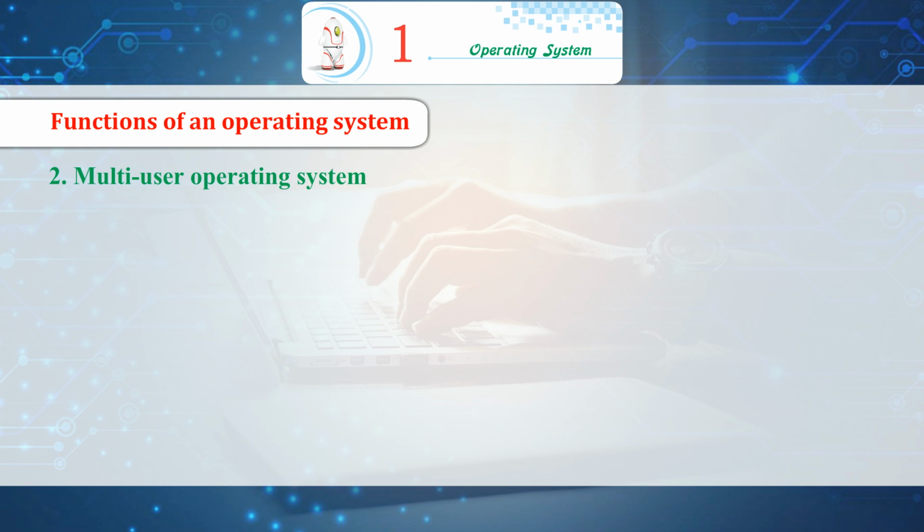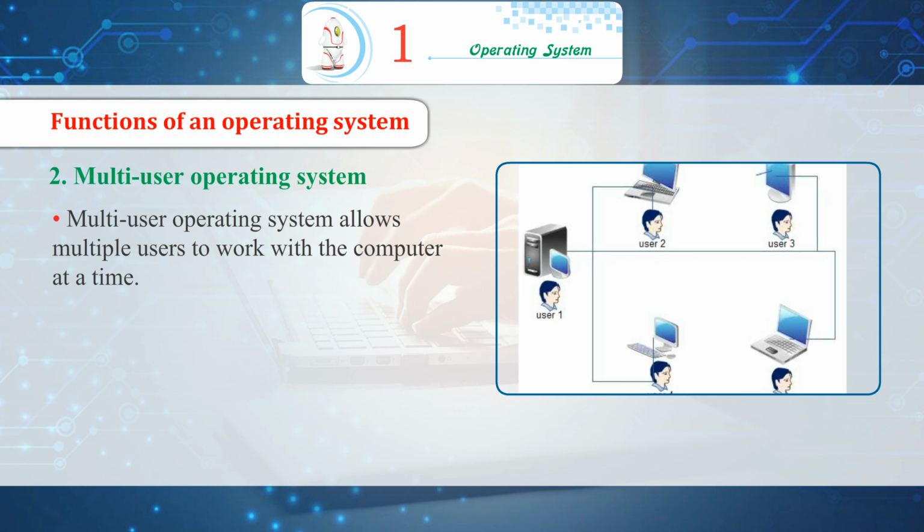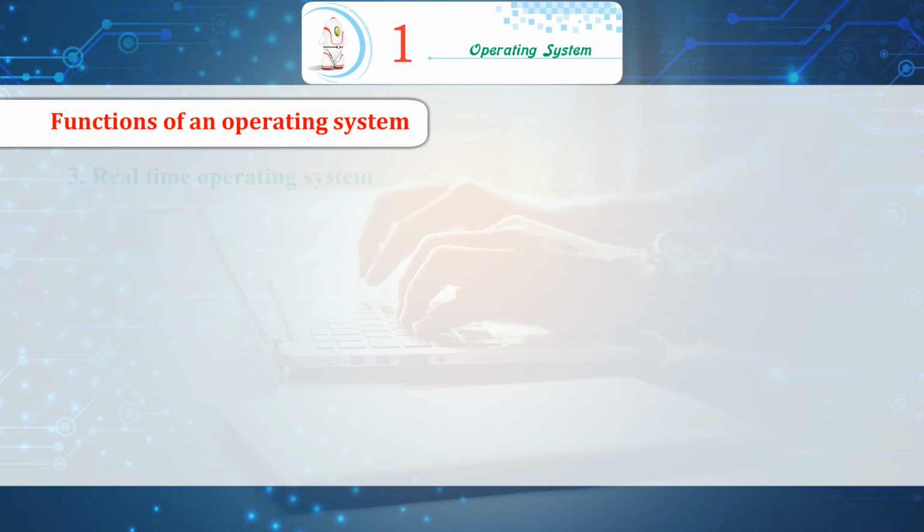2. Multi-user operating system. Multi-user operating system allows multiple users to work with the computer at a time. It is often used in business and offices. Example, Unix is a multi-user operating system.